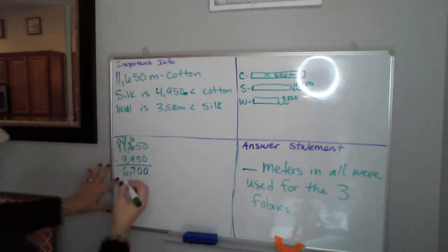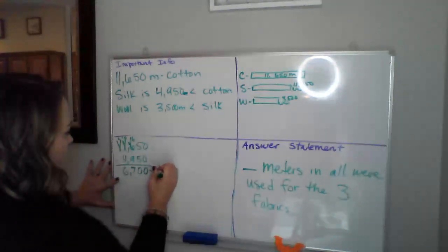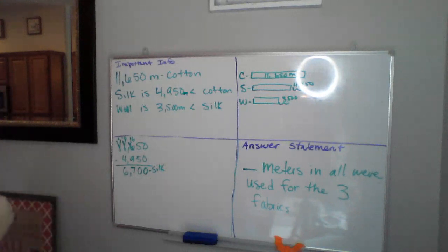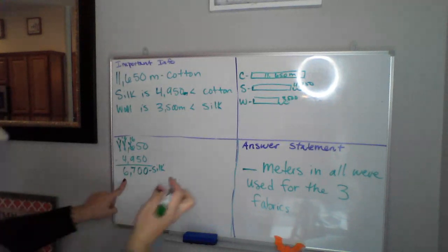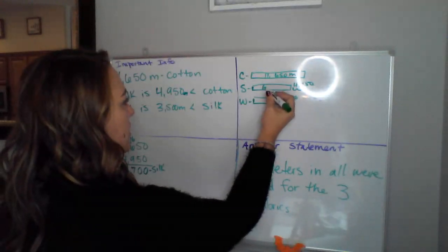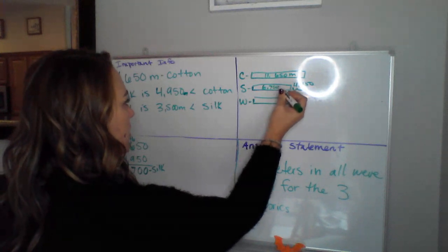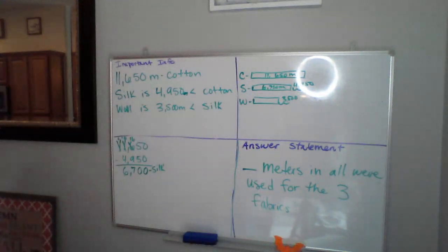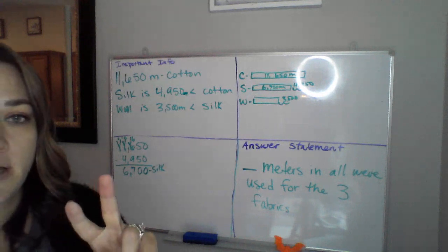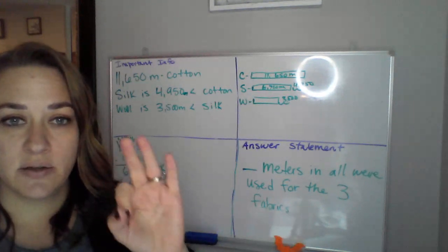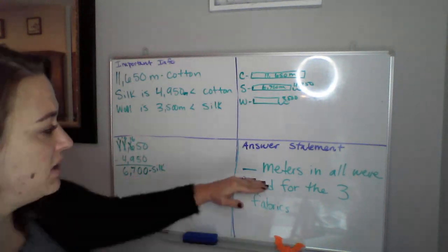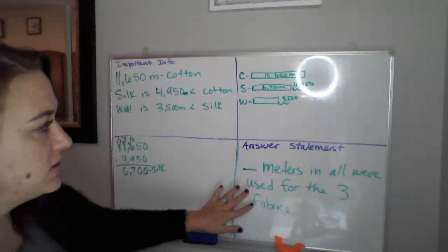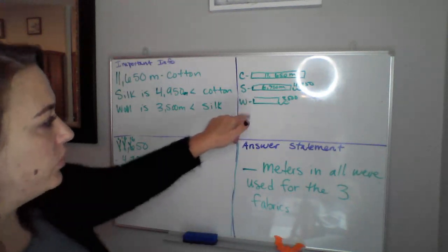So 6,700, this is our silk total. So now you can say, well, 6,700, that's how many meters of silk they used. So we have two totals of our fabrics, but we need all three before we can find out how many meters in all were used for the three fabrics. So what do we know about the wool?